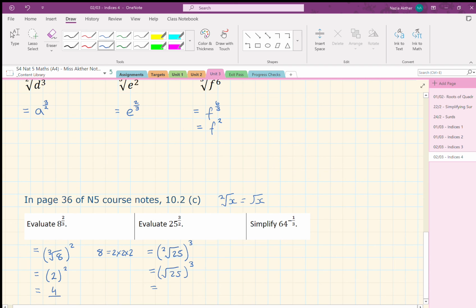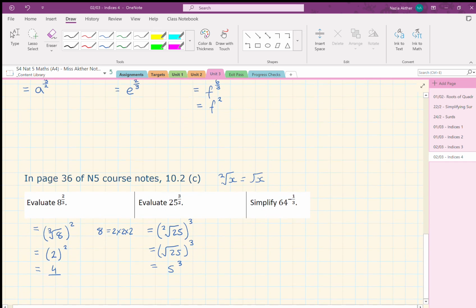The square root of 25, I know that's 5 because 5 times 5 is 25. So then we've got 5 cubed. 5 cubed is the same as doing 5 times 5 times 5, and 5 times 5 is 25. 25 times 5 is 125.